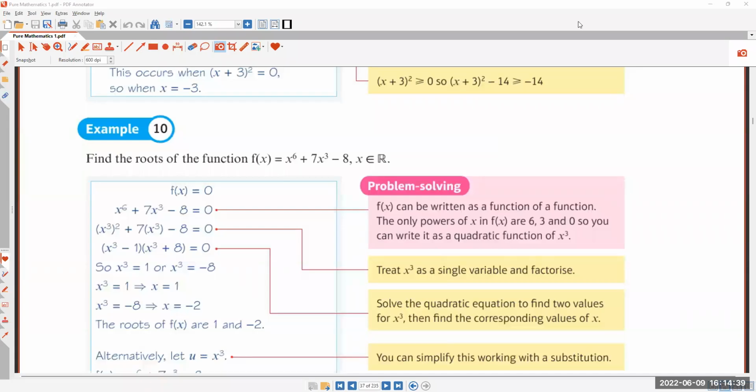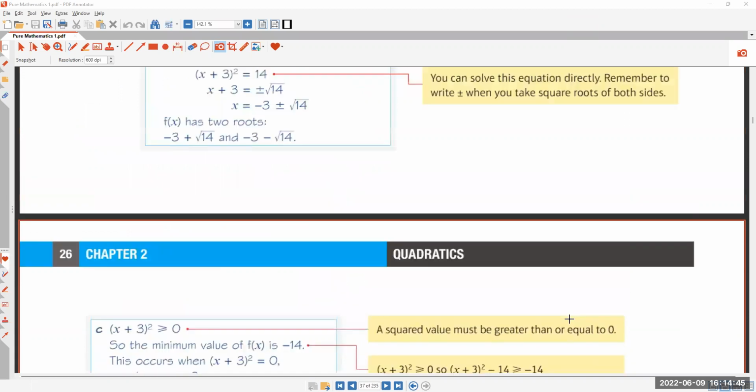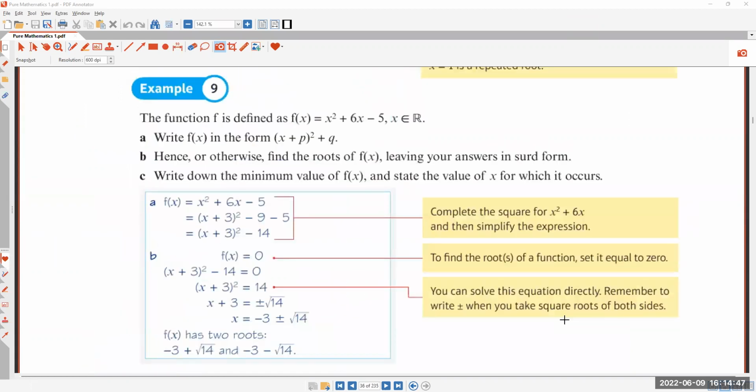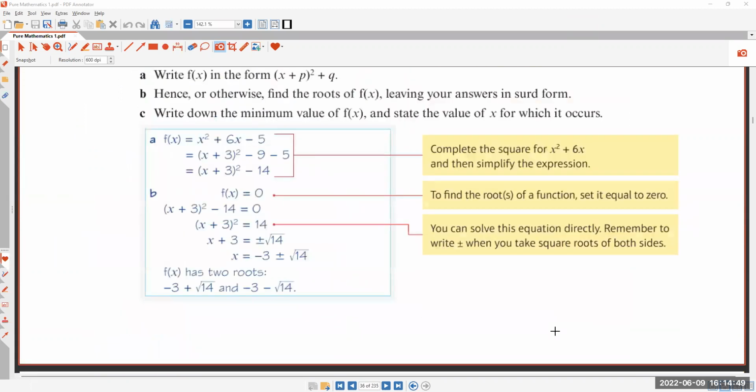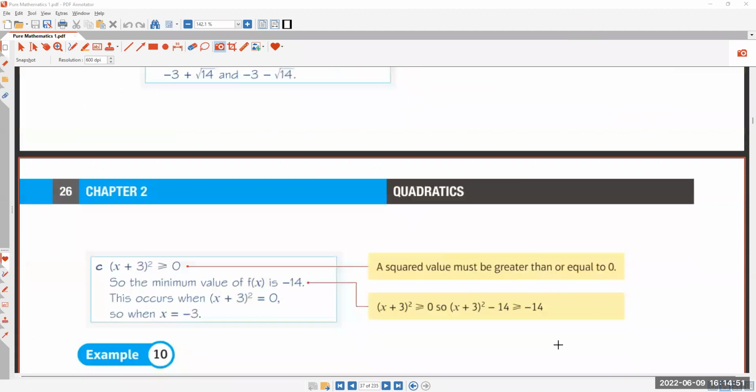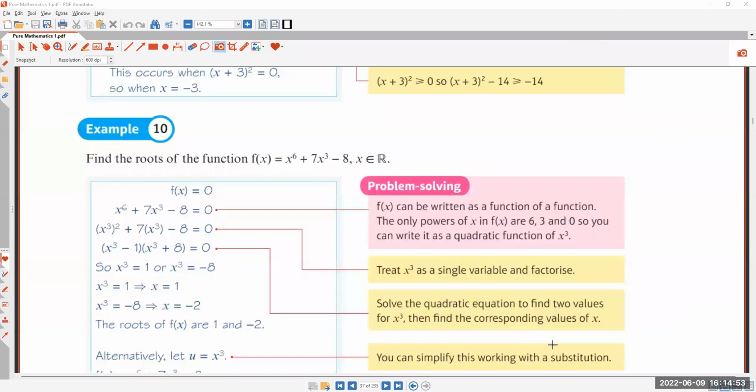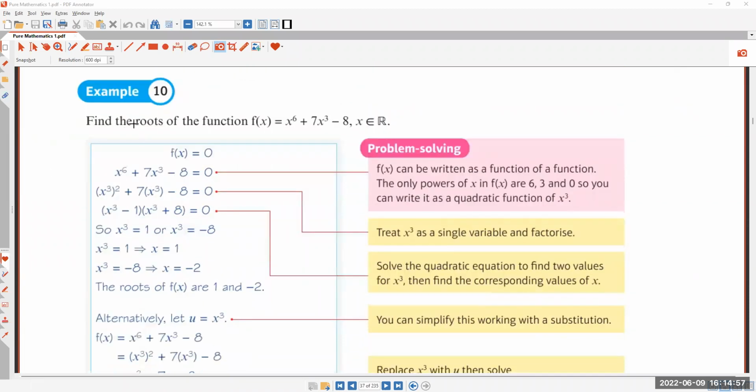So this is part 2 of chapter number 2 of our P1. I think last class I did till here and I taught you how to find the minimum point by completing the square method. Now example number 10, let me do this example number 10 with you guys.